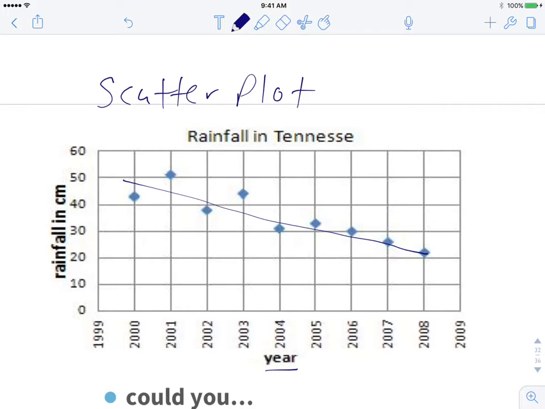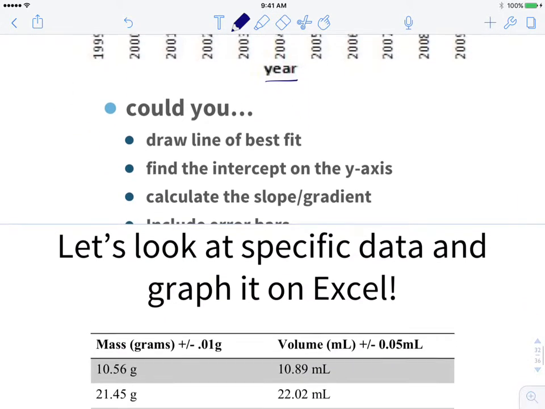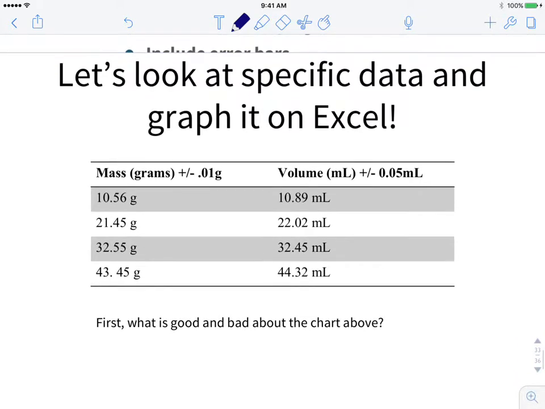I could calculate the slope, change in y over change in x, and I could write y equals mx plus b. But let's be realistic. You're never going to do this. You're never going to, by hand, have to draw in one of these best fit lines, because we're going to use a program like Excel. And so here's my data, and I can graph this in Excel.